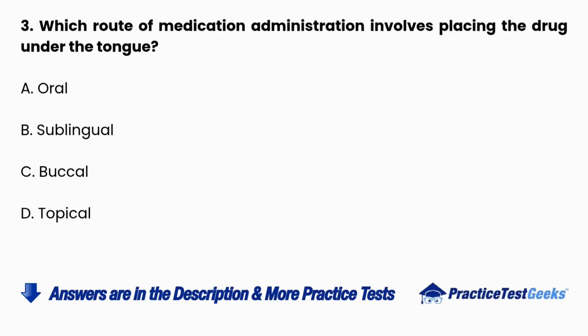3. Which route of medication administration involves placing the drug under the tongue? A. Oral. B. Sublingual. C. Buccal. D. Topical.